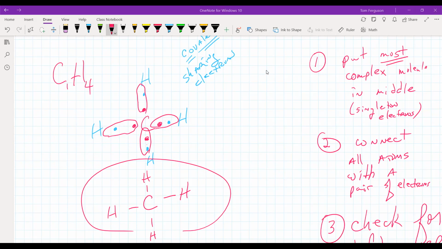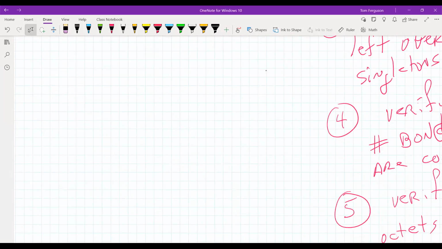So what if we have something other than carbon and hydrogen? Let's look at something like, what chemical is that? Carbon dioxide. Okay, let's do the Lewis dot structure for carbon dioxide. Of the carbon and oxygen, which has more singletons? Carbon. Exactly. So carbon goes in the middle, and then what's left over are the oxygens.